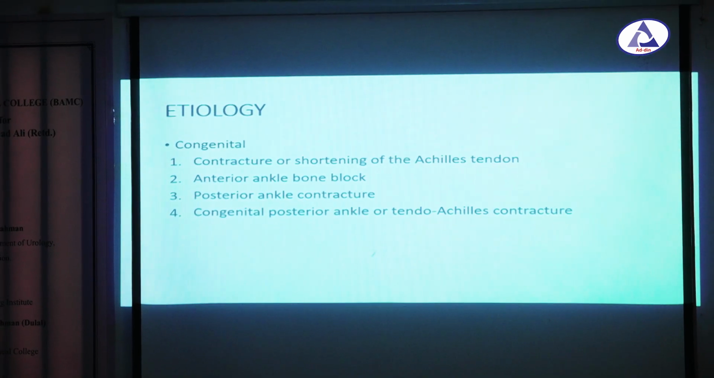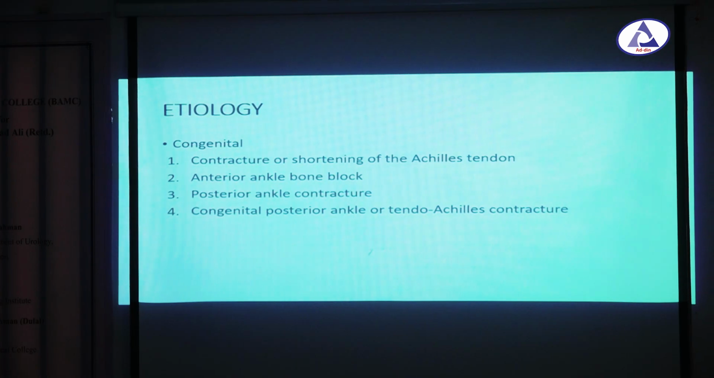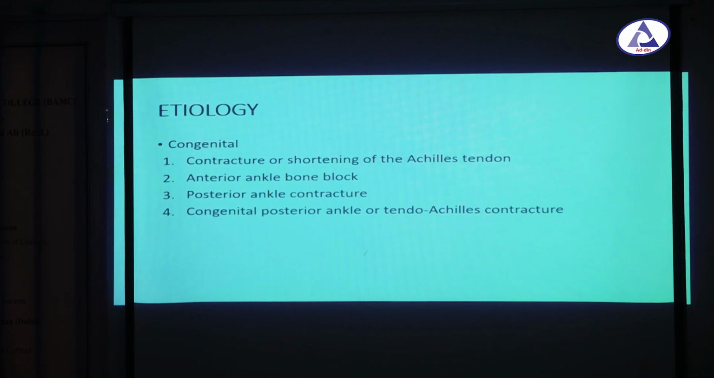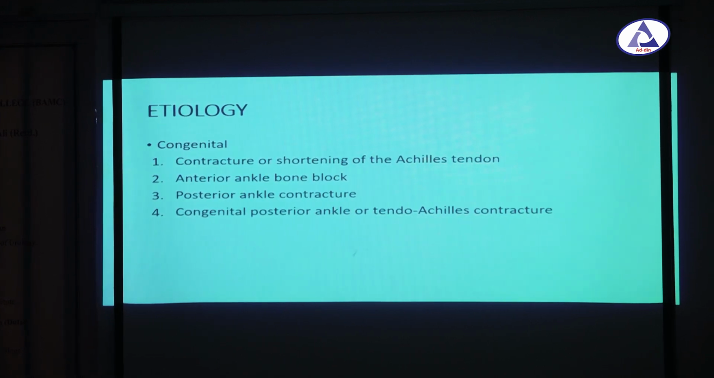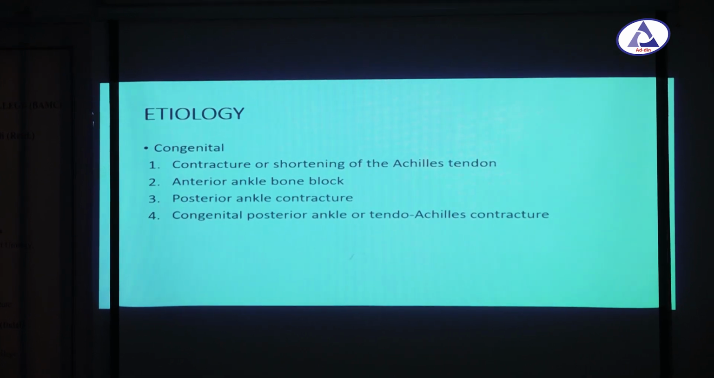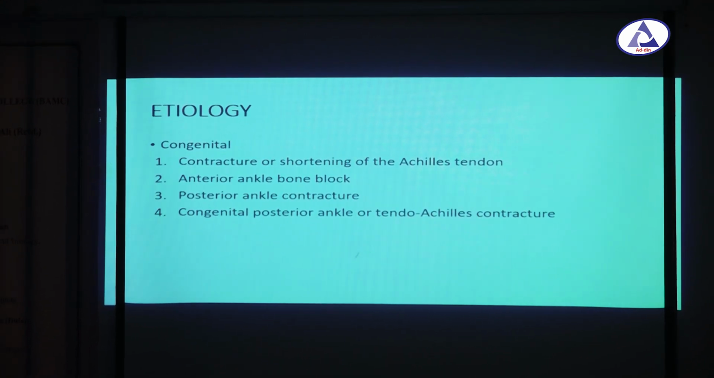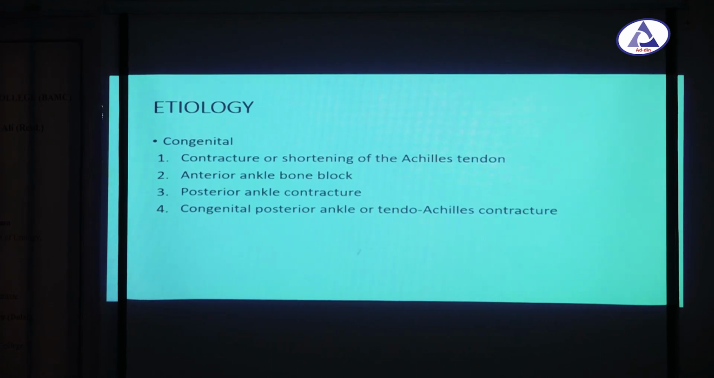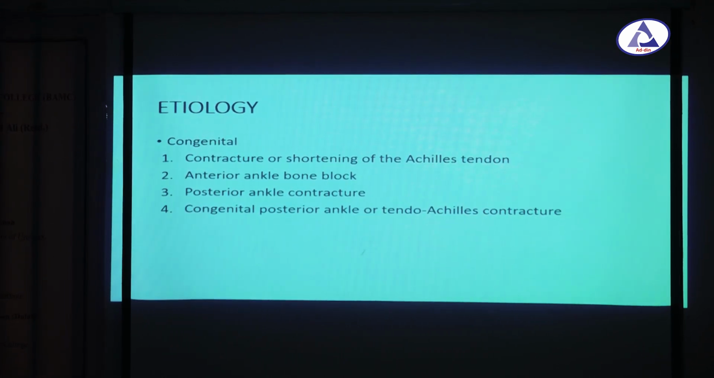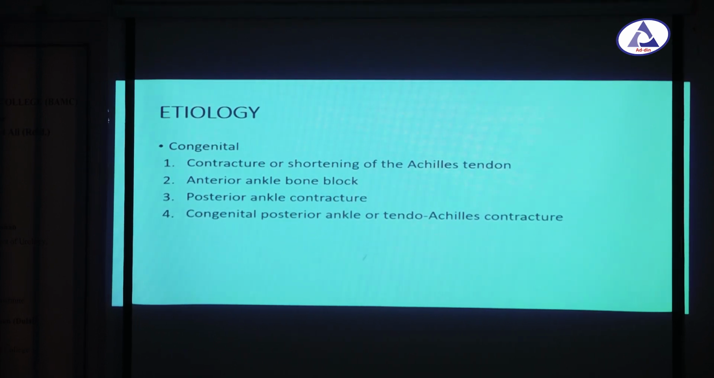And etiology: congenital contracture or shortening of the Achilles tendon, anterior ankle bone block, posterior ankle contracture. It means there are some posterior structures in the ankle joint like ligaments, tibialis posterior tendon, peroneus tendon, tendoachilles, and the posterior capsular ligament, and there is a tightening of these soft tissues which produces the Equinus deformity of the foot. And congenital posterior ankle or tendoachilles contracture means both elements are involved here.